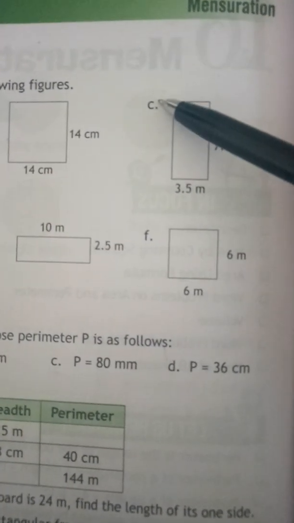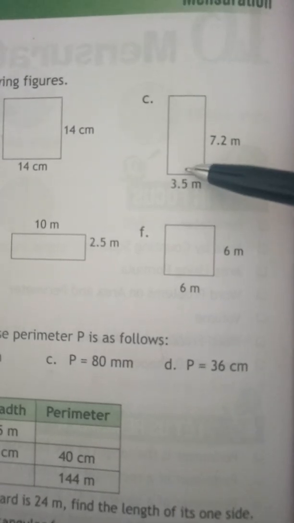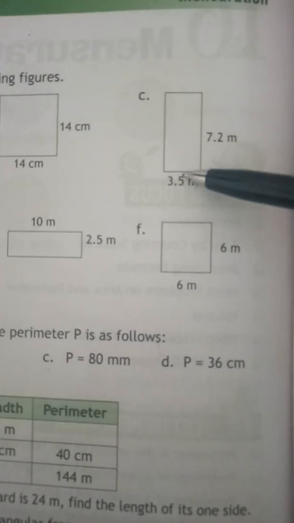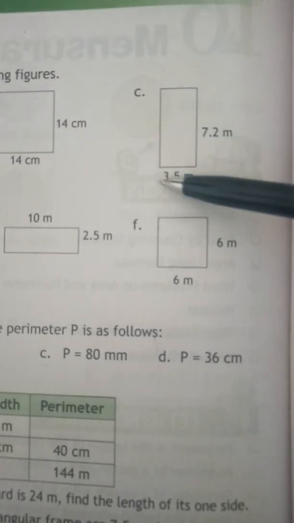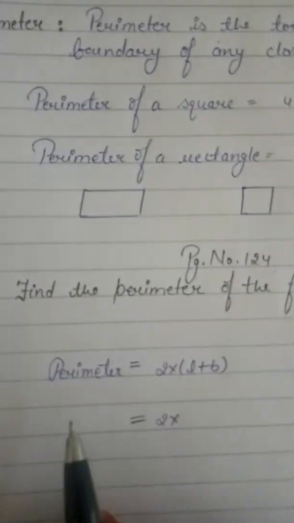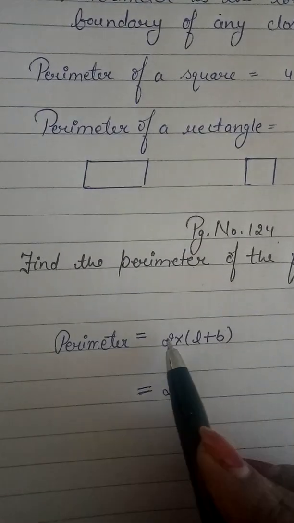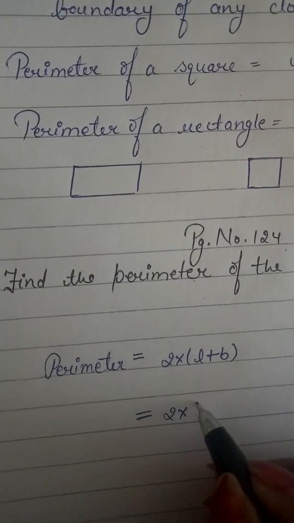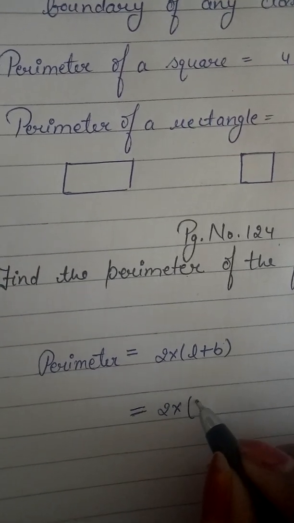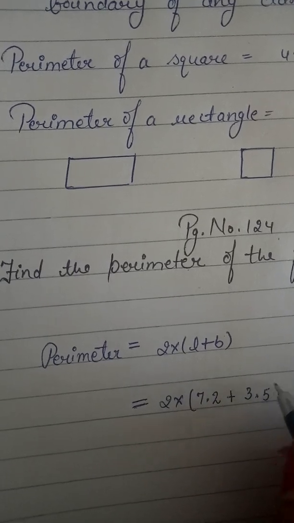Let us solve this C part. Here you can observe this figure. This figure is a rectangle, because here length and breadth are given. So we have to calculate its perimeter. As we know, perimeter of a rectangle is 2 multiplied by length plus breadth. So we have written the formula. Now we will put the value of length. Length is 7.2 centimeter and the breadth is 3.5 centimeter.